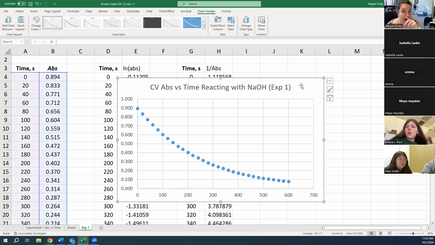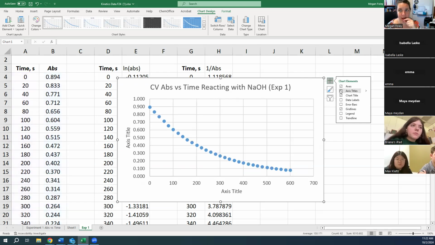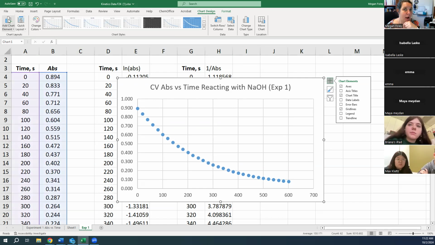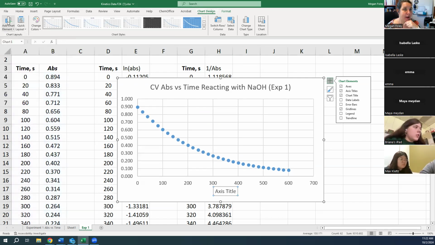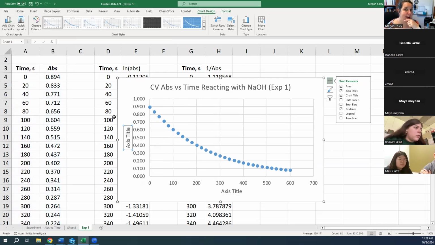Then you're going to want to add axes titles. If you are on a PC, there's a plus, and you can just go to axes titles. If you are on a Mac, you're going to have to go up to chart design, add chart element, axes titles, and you'll have to add a primary horizontal and primary vertical. So it's a little bit different.